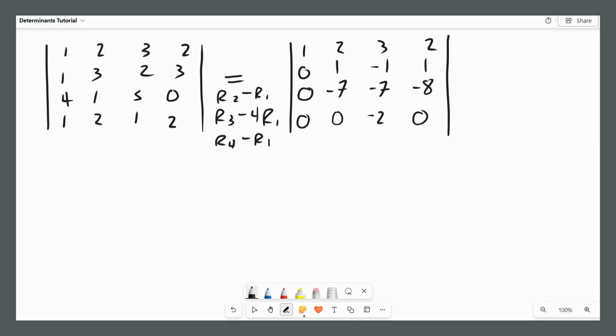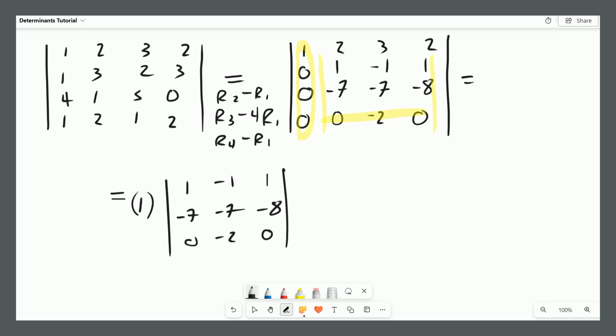Okay, so what we then have is a row with almost zeros here. Great. So that 1 is going to be multiplied by this determinant here, and here we have a row of almost zeros. So that makes life a lot easier for us. We can jump straight into that determinant. So we have 1 multiplied by the determinant of 1, -1, 1, -7, -7, -8, 0, -2, 0.